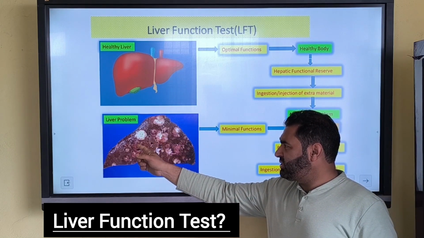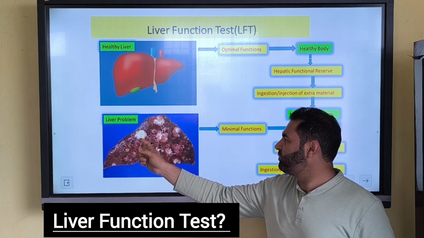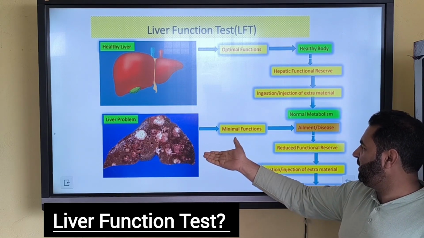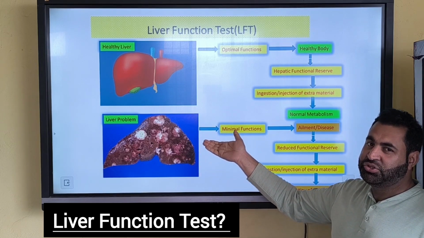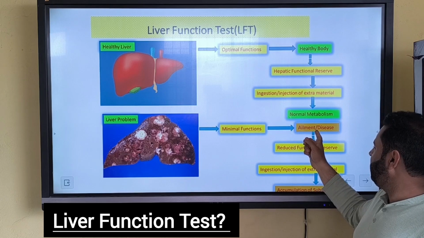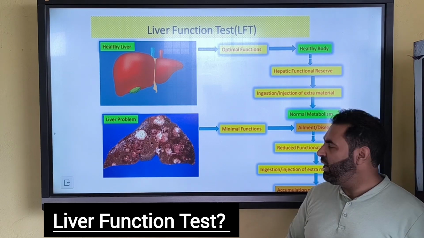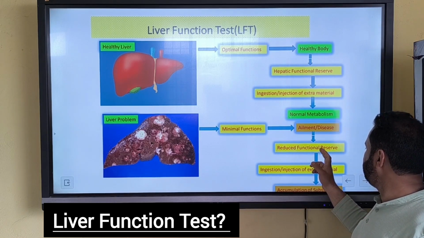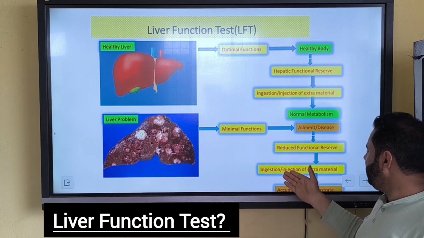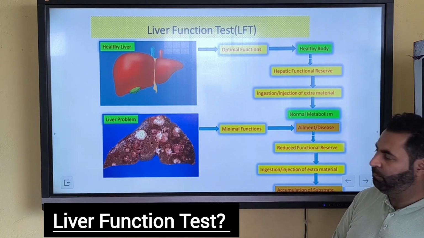Now come to this next problem. Here we have a person who has a liver problem. So obviously he will have minimal function on liver function tests. He will have some ailment or some disease, and the person will have reduced functional reserve of the liver. So if we ingest or inject any extra material, what will happen?